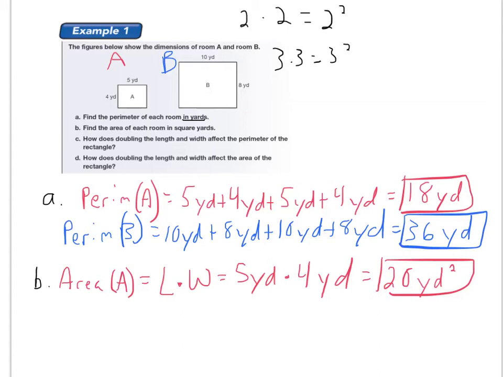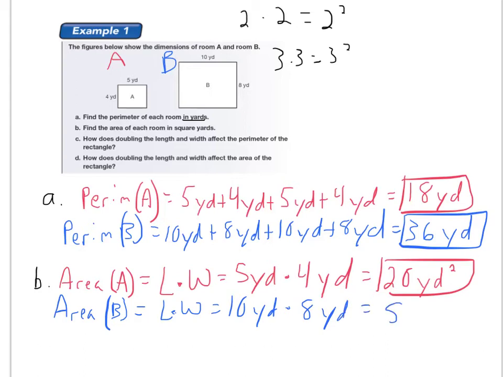Okay, so I'm going to go ahead and try to delete these out here. Nope, I don't want to do that. Never mind. Okay, so then let's go ahead and go back to our problem here. Now we have to find the area of B. Well, again, the area of a rectangle is its length times its width. So this time, the length is 10 yards, and the width is 8 yards. 10 times 8 is 80, and yard times yard is yards squared. So we've answered part A and part B here.